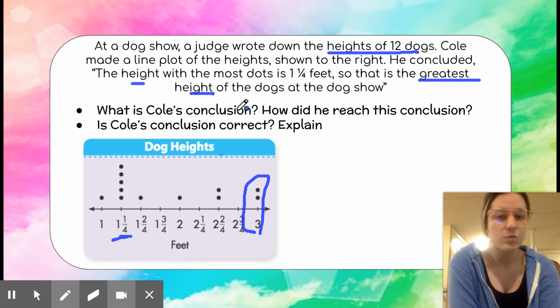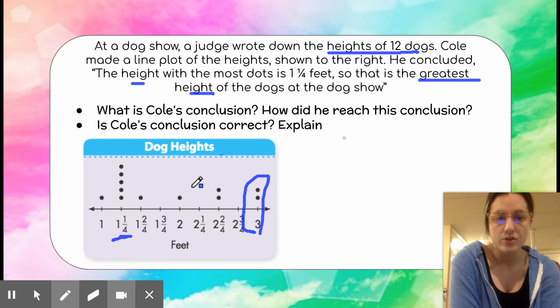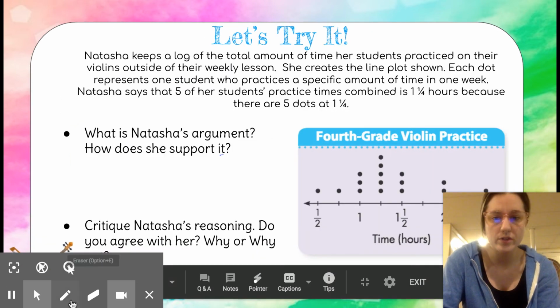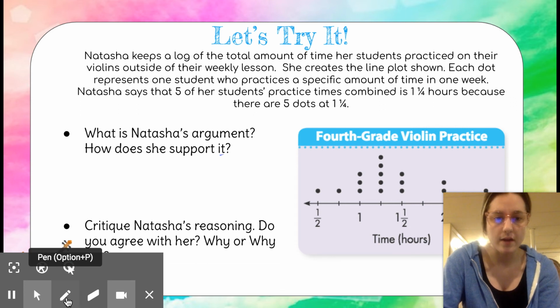But it first asks, what is his conclusion and how did he get there? So you are explaining that step by step. Okay, I hope you're still trying these with me. Let's read the next one.